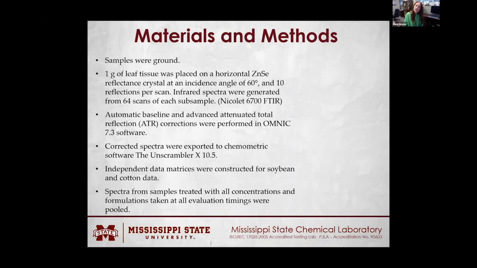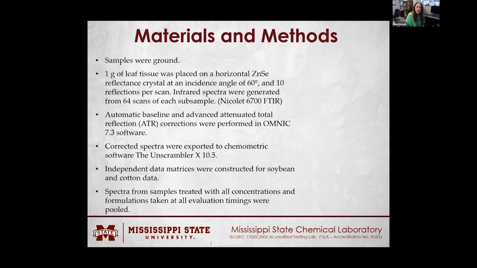So I just want to go through a little bit of the materials and methods. Once the samples were collected, the samples were ground. We used about 1 gram of leaf tissue, and it was placed on our horizontal zinc selenium reflectance crystal. That's actually how the infrared light is passed through the sample. We did it at an incident angle of 60 degrees and 10 reflections per scan. And then we generated the infrared spectra using a Nicolet 6700 FTIR.